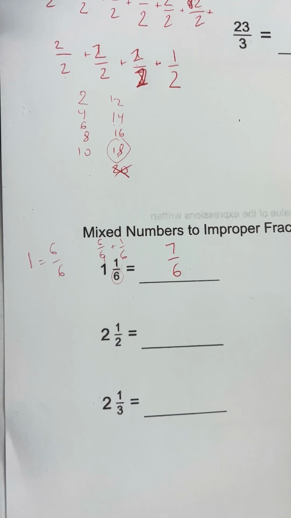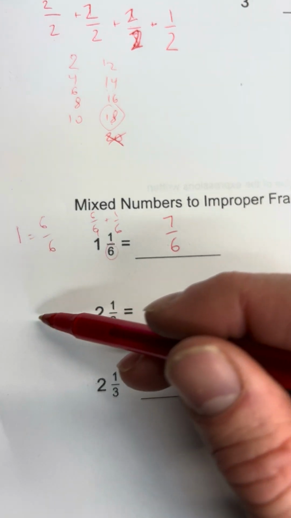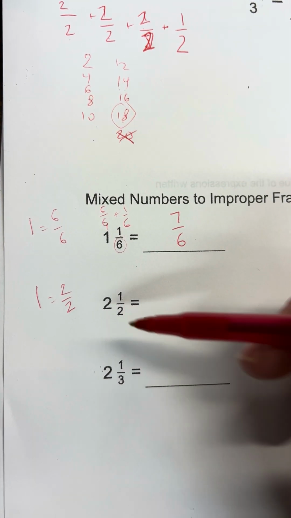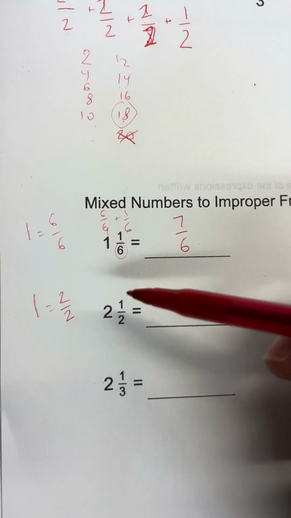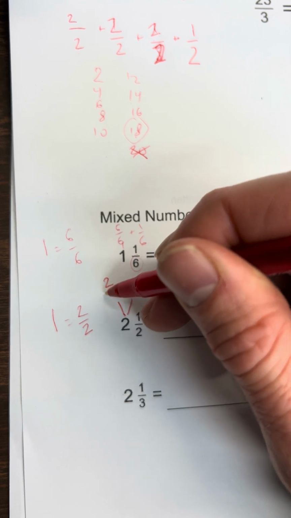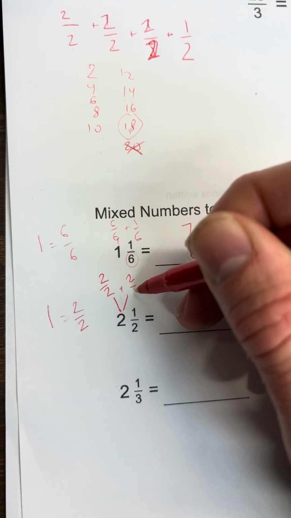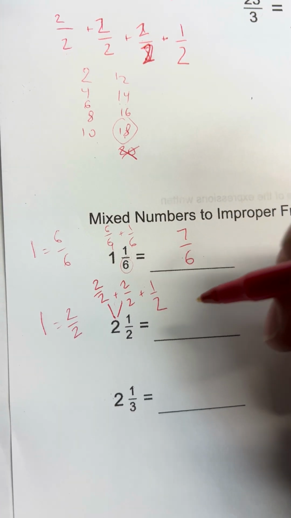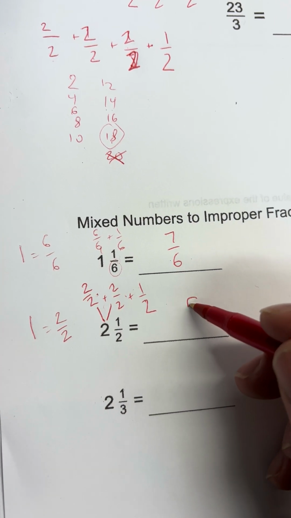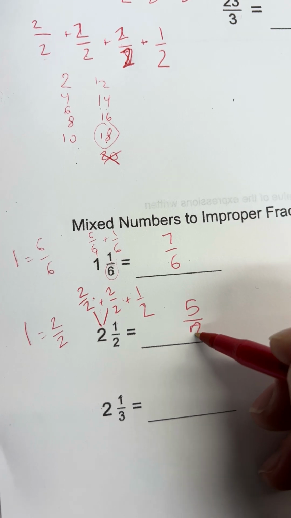7/6. In this example, 1 whole is equal to 2/2. Pretty easy, right? This is 2 wholes, so it's 2/2 plus 2/2 plus 1/2. 2 plus 2 is 4, 4 plus 1 is 5, so it's 5/2.